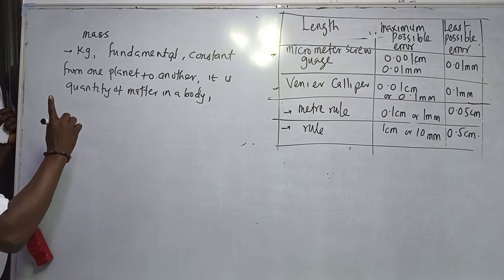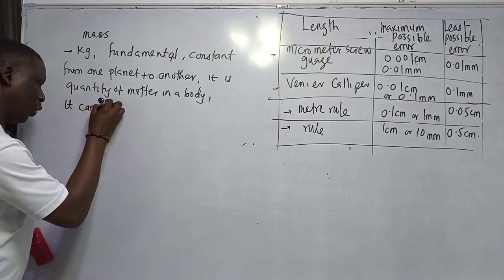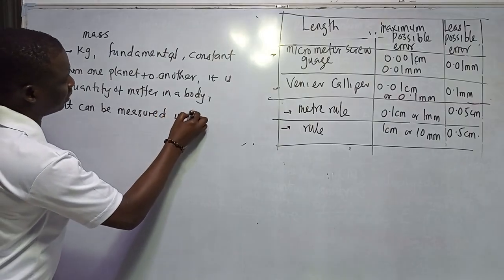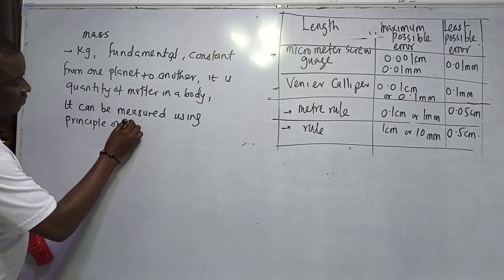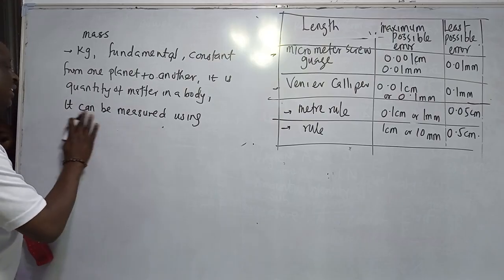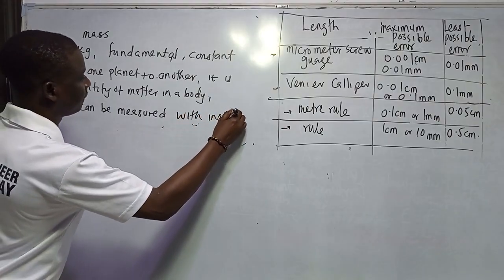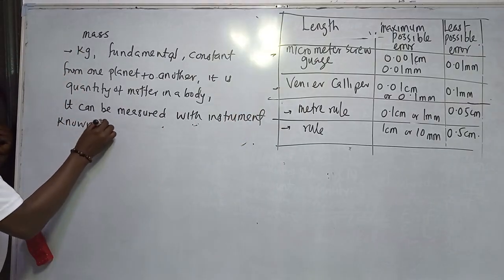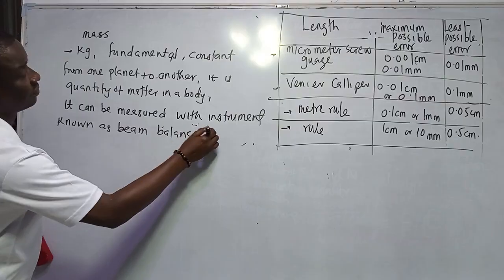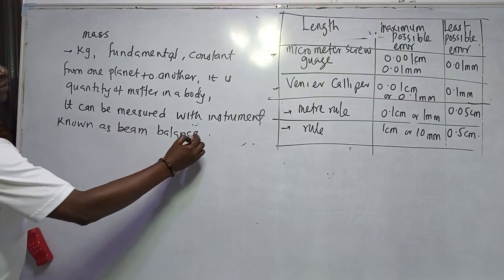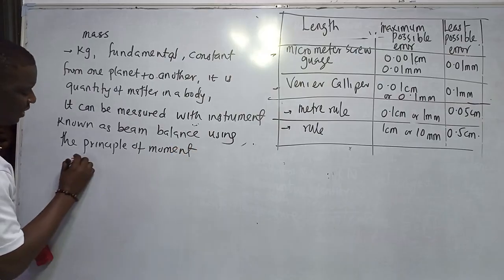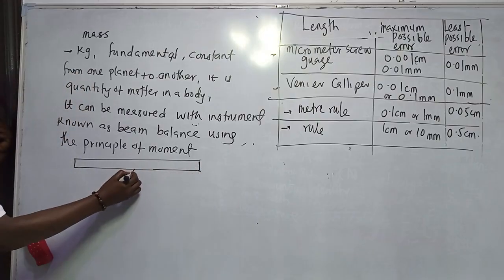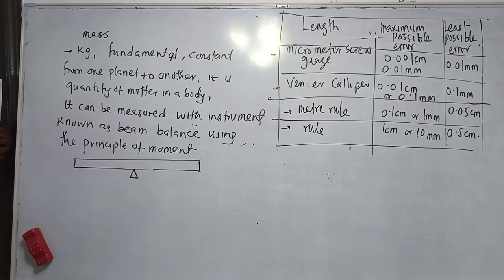Now, let me put it like this. What if we say that it can be measured using the principle of moments, or a beam with an instrument known as a balance? So if I have a meter rule like this, I can measure the mass of this meter rule by applying the principle of moments. But listen, the weight is different from all this.